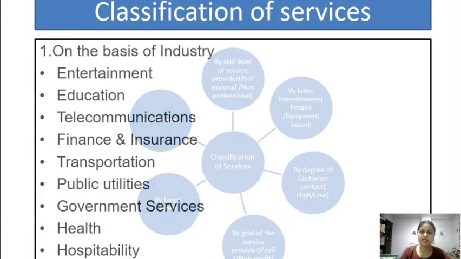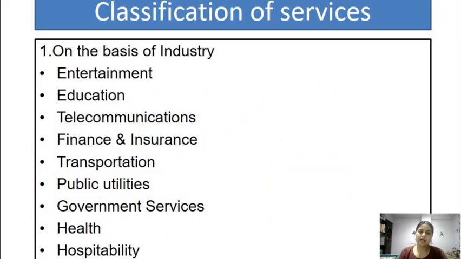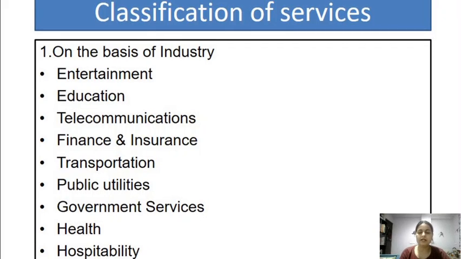So the first type of services is according to the basis of industry. You all know that all these industries are service providers, whether entertainment, education, telecommunication, or transportation, all these are types of service providers. So this classification is based on industry.